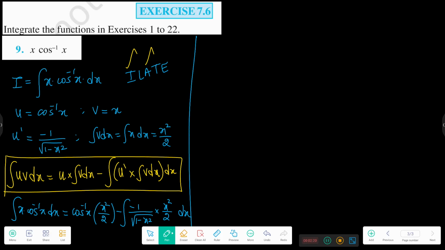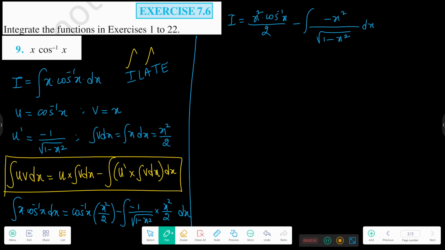Now I is equal to x square into cos inverse x, whole divided by 2. I multiplied each other and wrote it there. Now minus, and this is minus 1 into x square, so minus x square divided by square root of 1 minus x square into dx. Now you have to simplify.